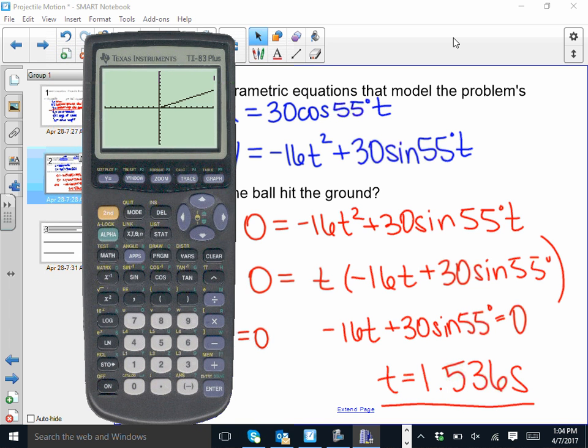Zoom 6 goes to standard. You need to go to window and change your T-step. And then I'm going to have my X's go from 0 to 30, and hopefully I can get it to fit. Oh, that wasn't beautiful, was it?